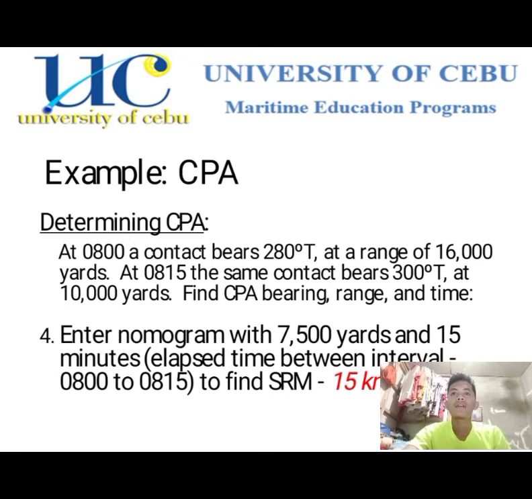So lastly, at 0800, a contact bears 280 degrees true at a range of 16,000 yards. At 0815, the same contact bears 300 degrees true at 10,000 yards. So in this case, we have to find the elapsed time, the interval between 0800 to 0815, to find the SRM, which is the 15 knots. So how do we get the 15 knots?